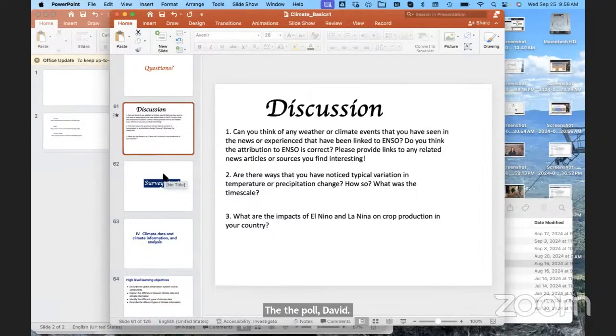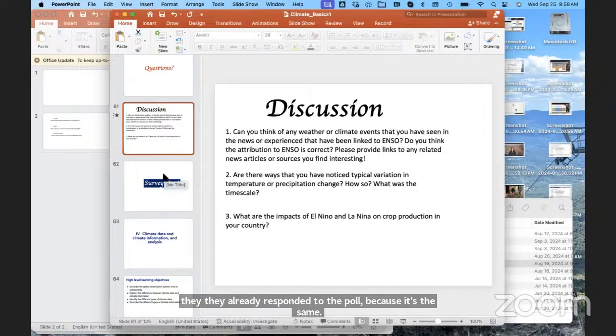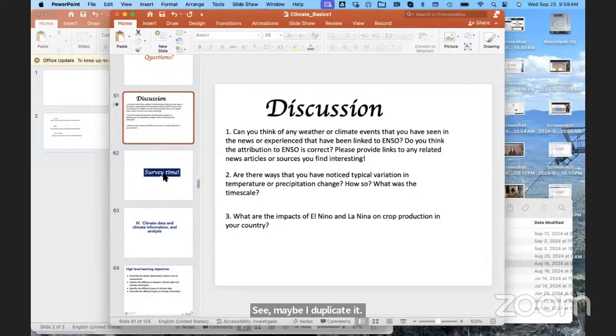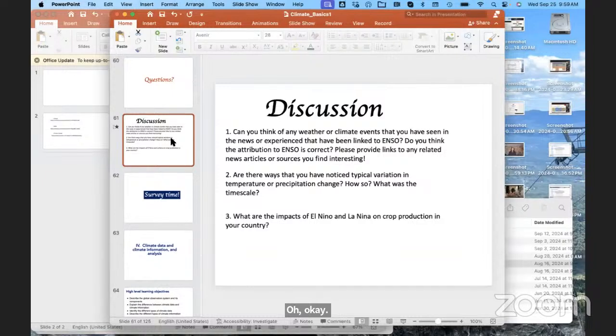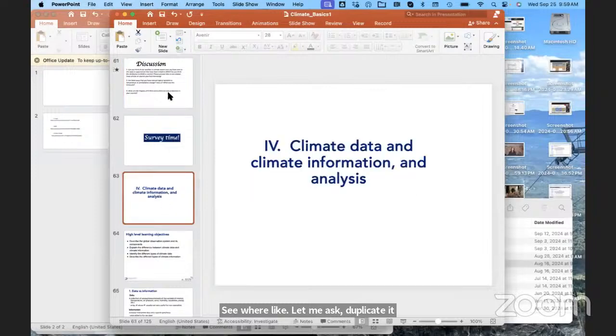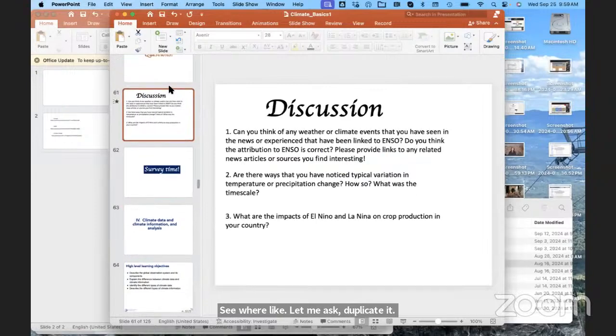No, they already responded to the poll because it's the same questions. No, but that's for this section. I think we want to ask for each section separately. Or does it work that way? Maybe I duplicate it. I think you can relaunch it. Yeah, but it will be cumulative. Let me just duplicate it, and then I relaunch.